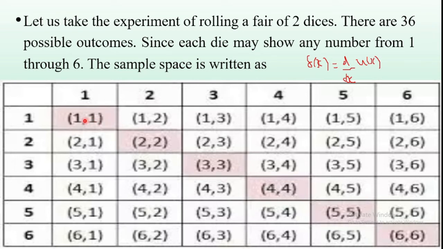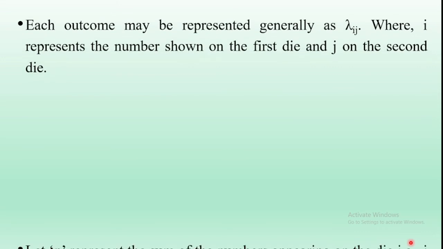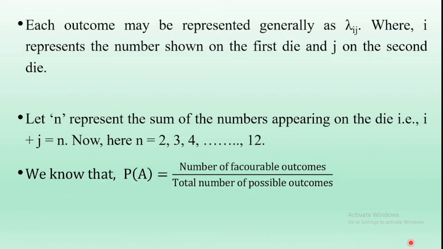And what is the starting value of the sum of the numbers appearing on the dice? 2. And 6 plus 6 is 12, the maximum value of the sum of the numbers appearing on the dice. So the value of n varies from 2 to 12. For n equal to 0 to 12, we can determine probability values.